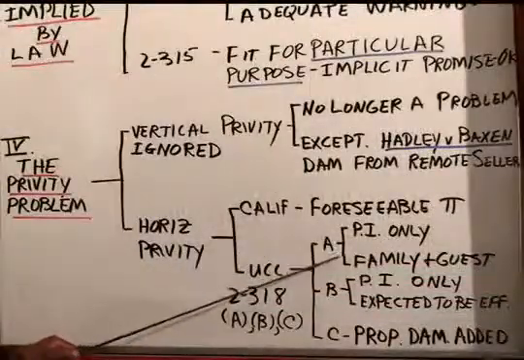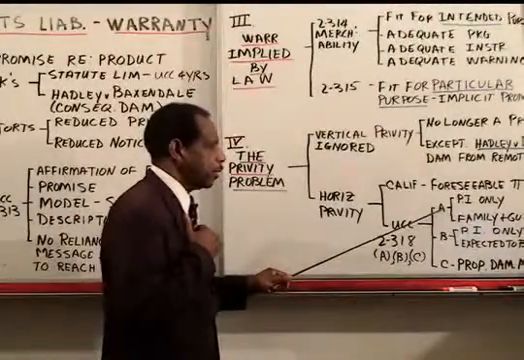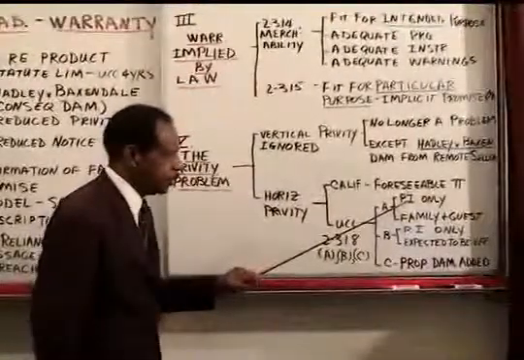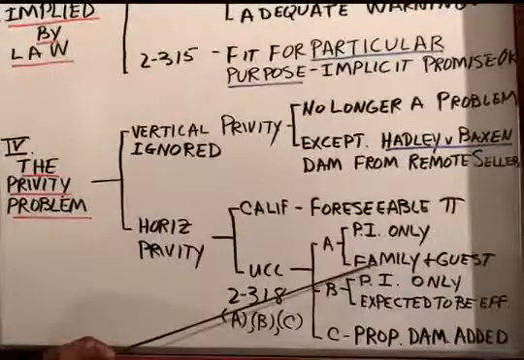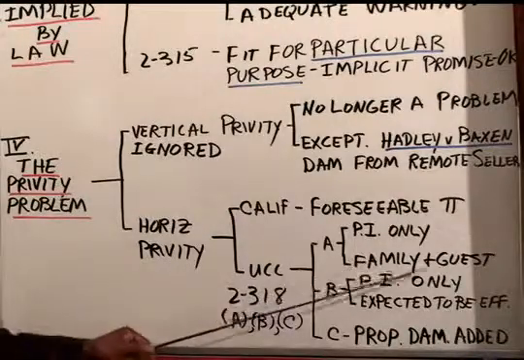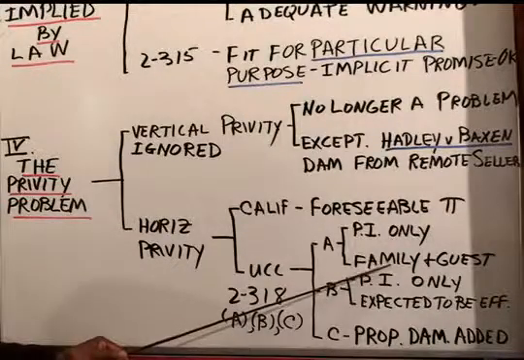If you adopt A, now I'm the purchaser, but A says that I can sue for personal injury only, not property damage. And not only can I sue, but my family and household guests can also sue, just as though they bought it. The way this is handled under 2-318 A is it makes family and guests third-party beneficiaries of the warranty promise. And so whatever promises the seller made to me, my family or guests are third-party beneficiaries of that promise, so they are in privity and they can sue also.